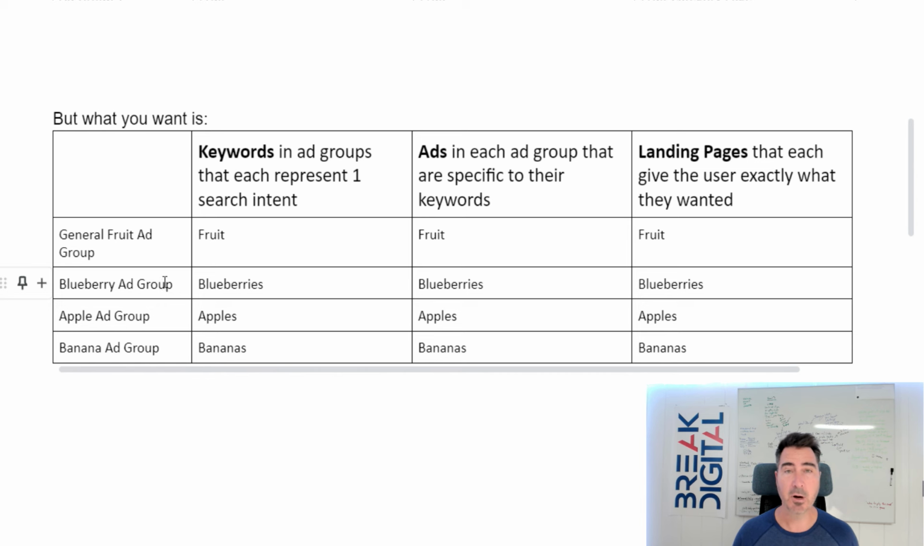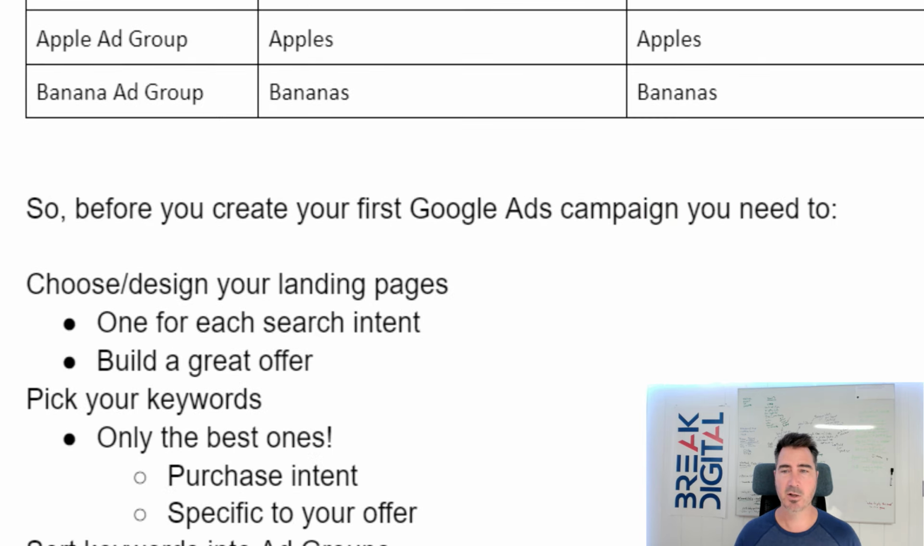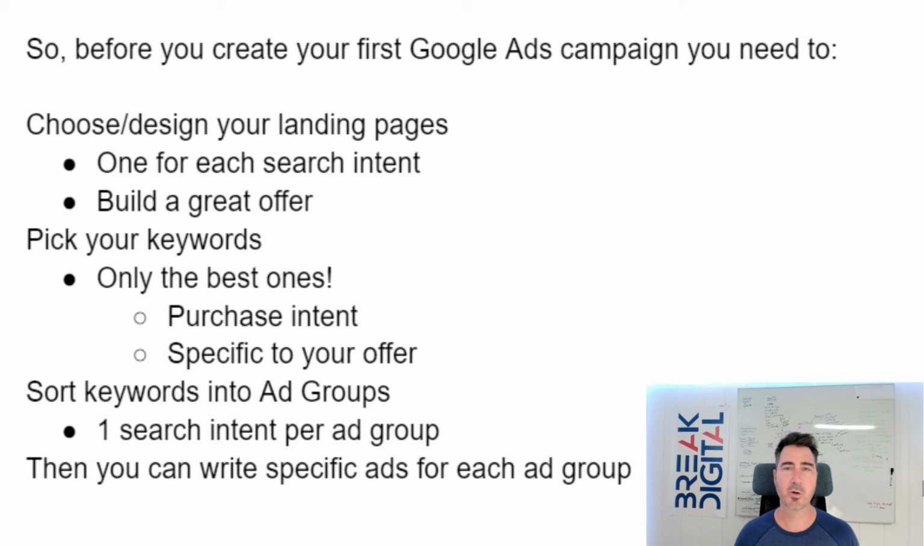Then we'll have a blueberry ad group that has all of the keywords that represent people looking for blueberries, and the ad will say so, and the landing page will be the blueberry page, and so on with the apples and the bananas. We have a banana ad group that has banana keywords, a banana ad, and takes you to the banana landing page. So before you create your first Google ad campaign, you need to choose or design your landing page, one for each search intent, and build a great offer.